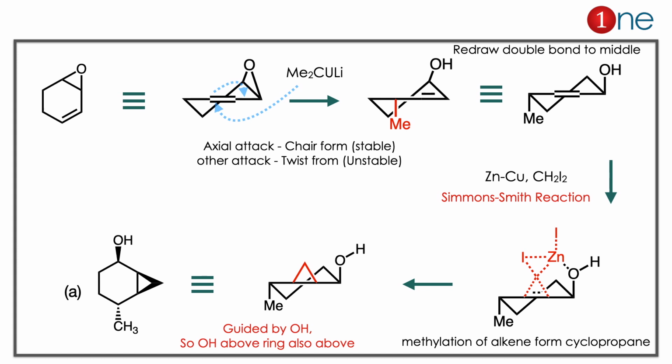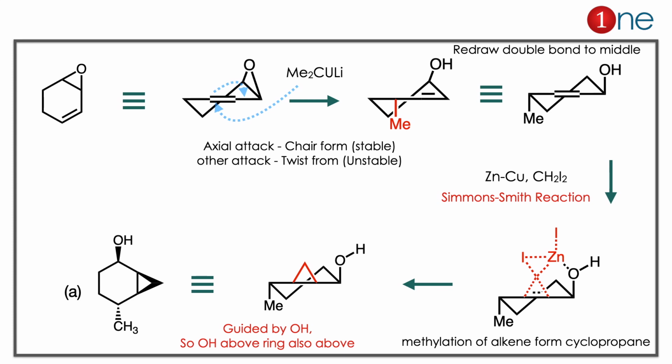It is guided by the lone pair of electrons on the oxygen. So zinc is anchored with oxygen, and it forms above the plane. Since OH is above the plane, the product cyclopropane is also above the plane. So if you draw perfectly, you get the product A. Methylene is above the plane, OH is above the plane, CH3 is below the plane.